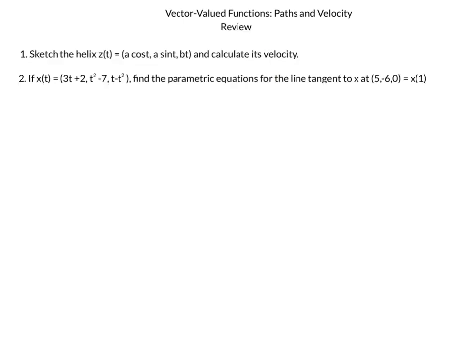Next, I have two problems for you to try. The first one is to sketch the helix z of t equal to a cosine t, a sine t, bt, and calculate its velocity. The second problem is: if x of t is equal to 3t plus 2, t squared minus 7, t minus t squared, find the parametric equations for the line tangent to x at 5, negative 6, 0, which is equal to x of 1. If you plug in 1, you'll get 5, negative 6, 0.